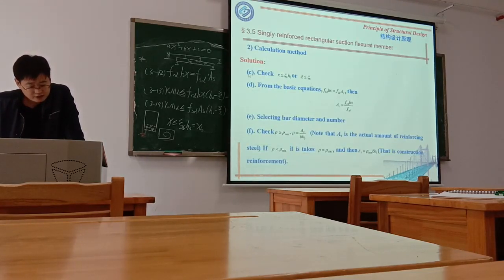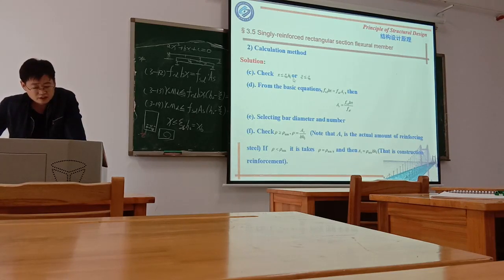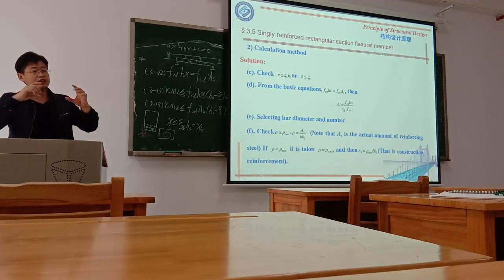So the third step is to check x. Once you get this x, we need to check if it's less than the boundary condition. If it's larger than this, that means it's over-reinforced. We should make sure it's smaller than the limit ratio times H0. So from the basic equation, then we can calculate AS. Once this is satisfied, then we can get AS. And once you get AS, this is the total area of the steel reinforcement you need.